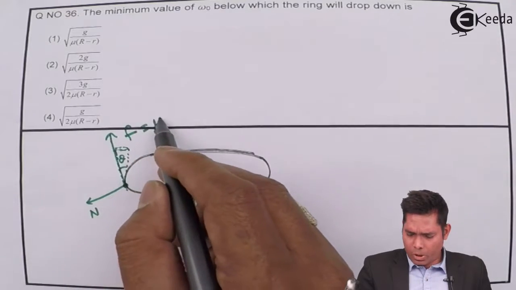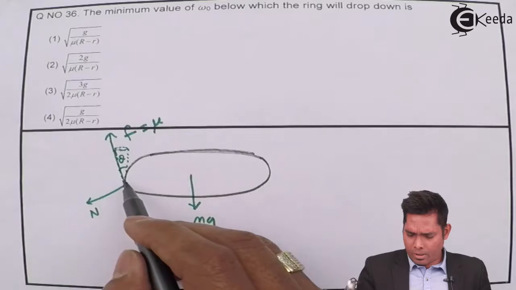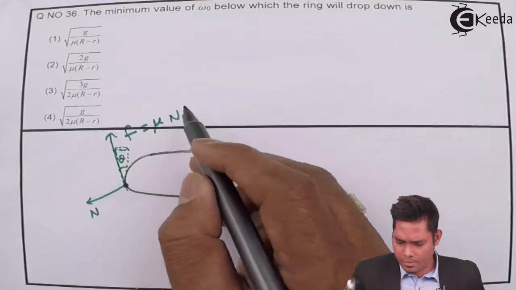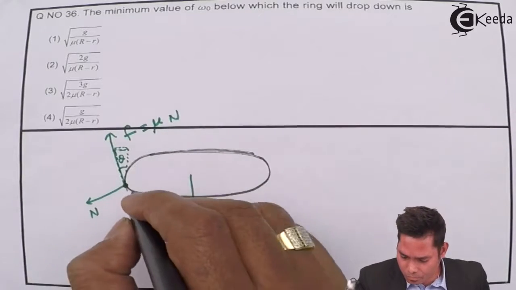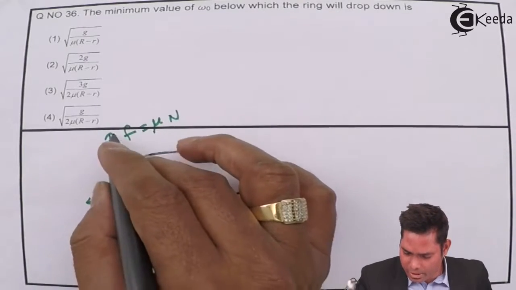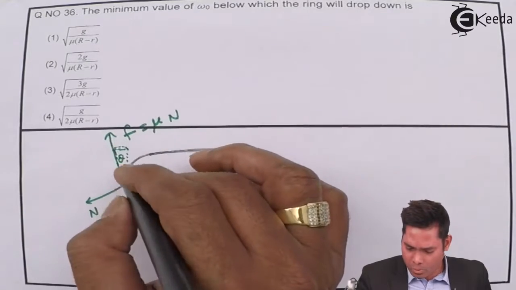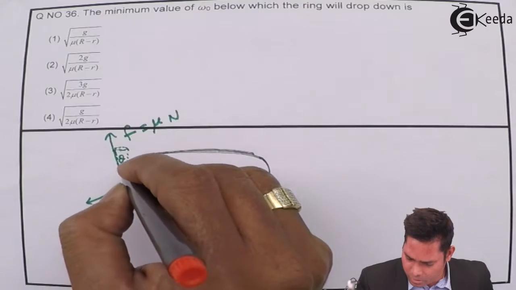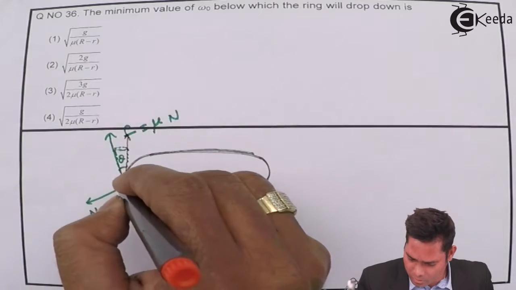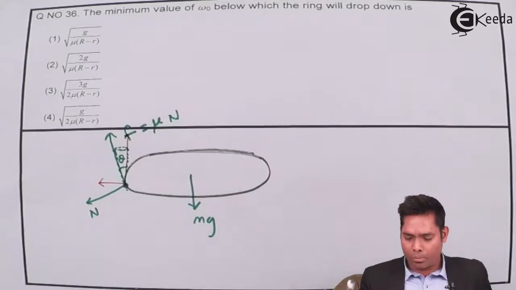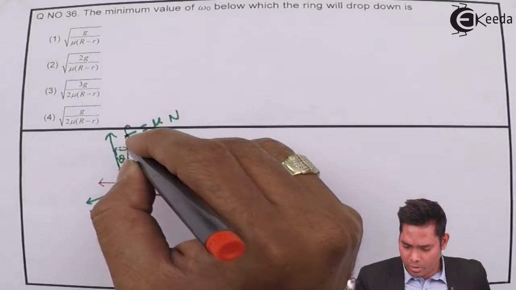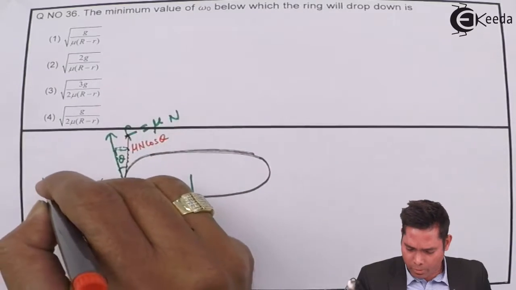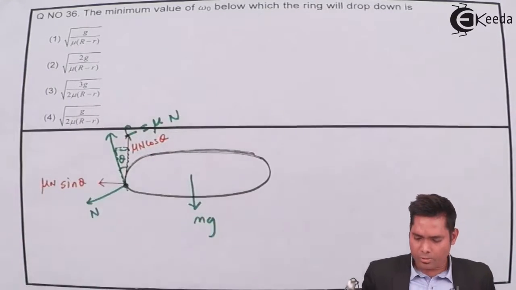Friction is mu into N. N, I have to write what N is over there. Now this mu N has two components. I'll write here along this direction and along this direction. I have two components. This is mu N, this one is mu N cos theta, and this one will be mu N sine of theta.